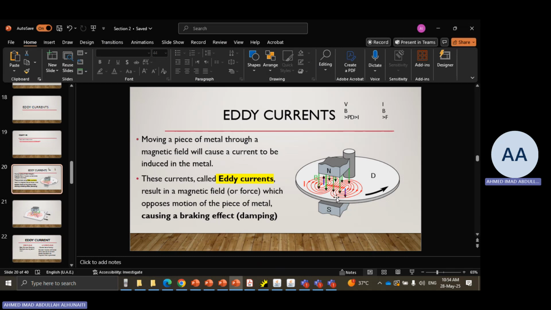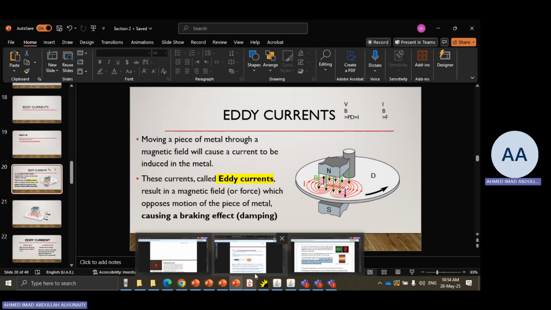Now, how do these eddy currents affect the motion of this disk? For instance, we have eddy currents flowing in the disk. Current flowing through a conductor will result in a new magnetic field. These two magnetic fields, the pre-existing magnetic field and the newly induced magnetic field, will interact in a way which will resist or oppose the motion which created it. This will cause a braking effect, or the disk will begin to slow down, or at the very least experience a resistive force.